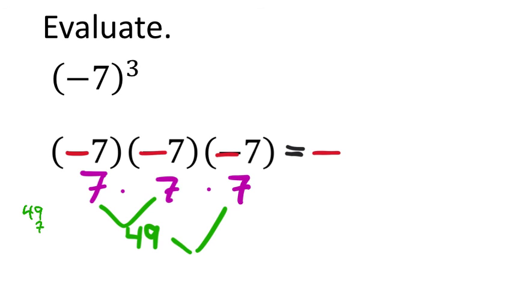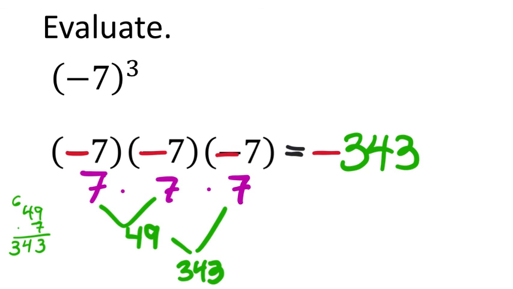49 times 7. That's a 7. 9 times 7 is 63. Carry the 6. 7 times 4 is 28, but adding 6, 28, 29, 30, 31, 32, 33, 34. So that's a 343 in the end. And that's just from the multiplication there. But our answer is negative, right? So it ends up being a negative 343 in the end. That is all.